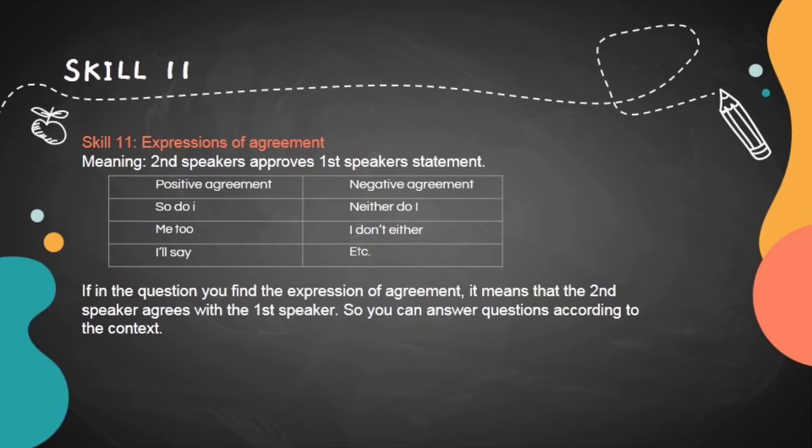Skill 11. Expression of agreement. The meaning is the second speaker agrees with the first speaker's statement. And the positive agreement is like so do I, me too, I'll say. And the negative agreement is like neither do I, I don't either, and others. If in the question you find an expression of agreement, it means that the second speaker agrees with the first speaker. So you can answer the question according to the context.